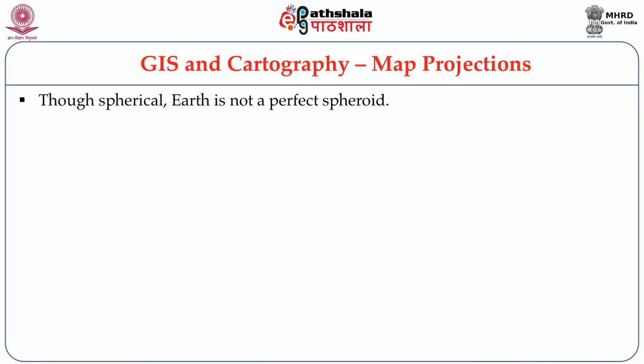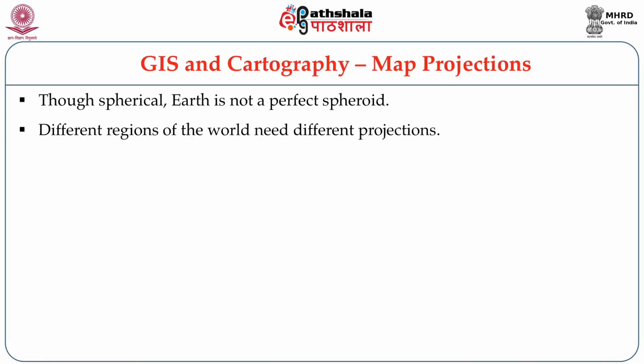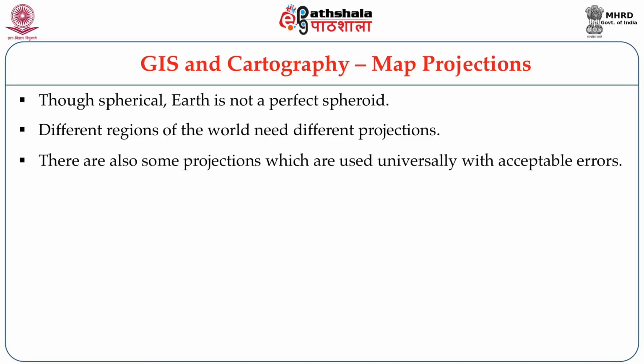Though we say that the Earth is a sphere, it is not a perfect spheroid. So different regions of the world need different projections. There are also some projections which are used universally. Though we prefer to use different kinds of projection systems because of the unevenness in the Earth's surface, still there are some projections which are used universally with some acceptable error or margin.